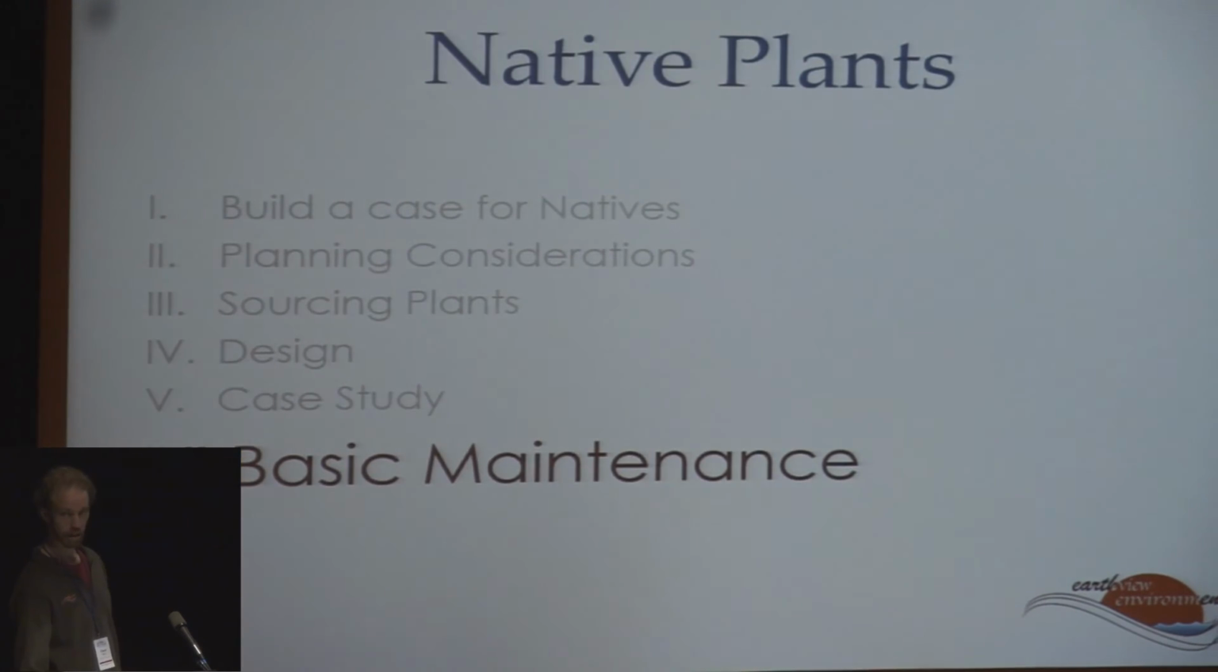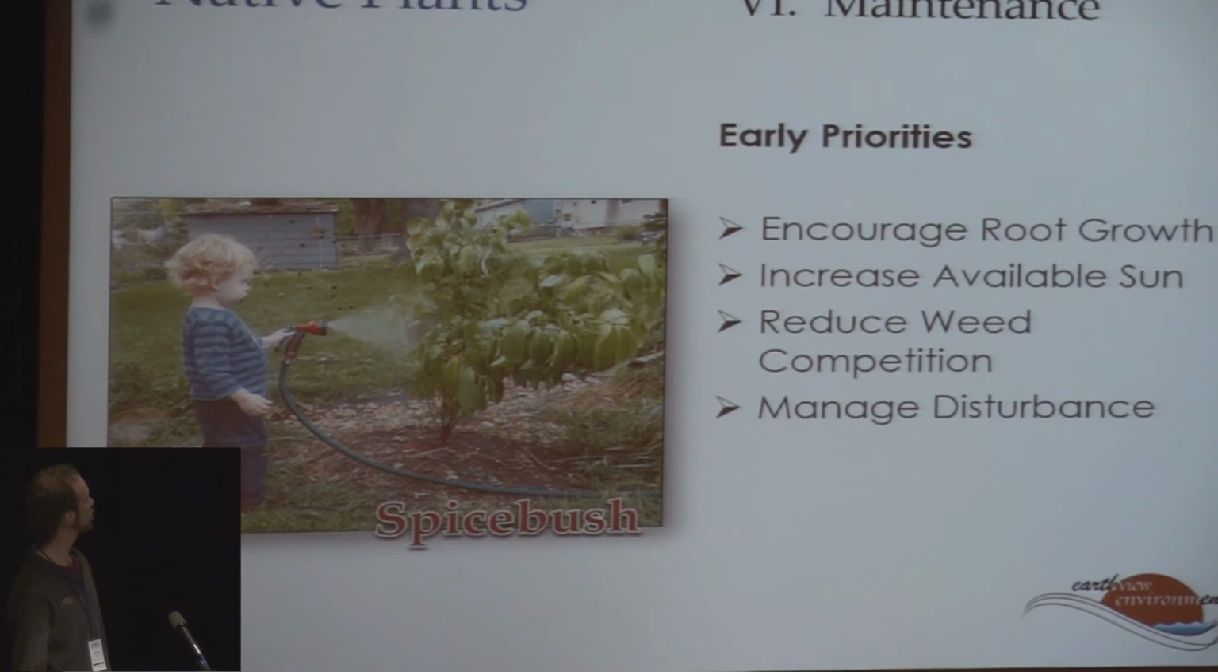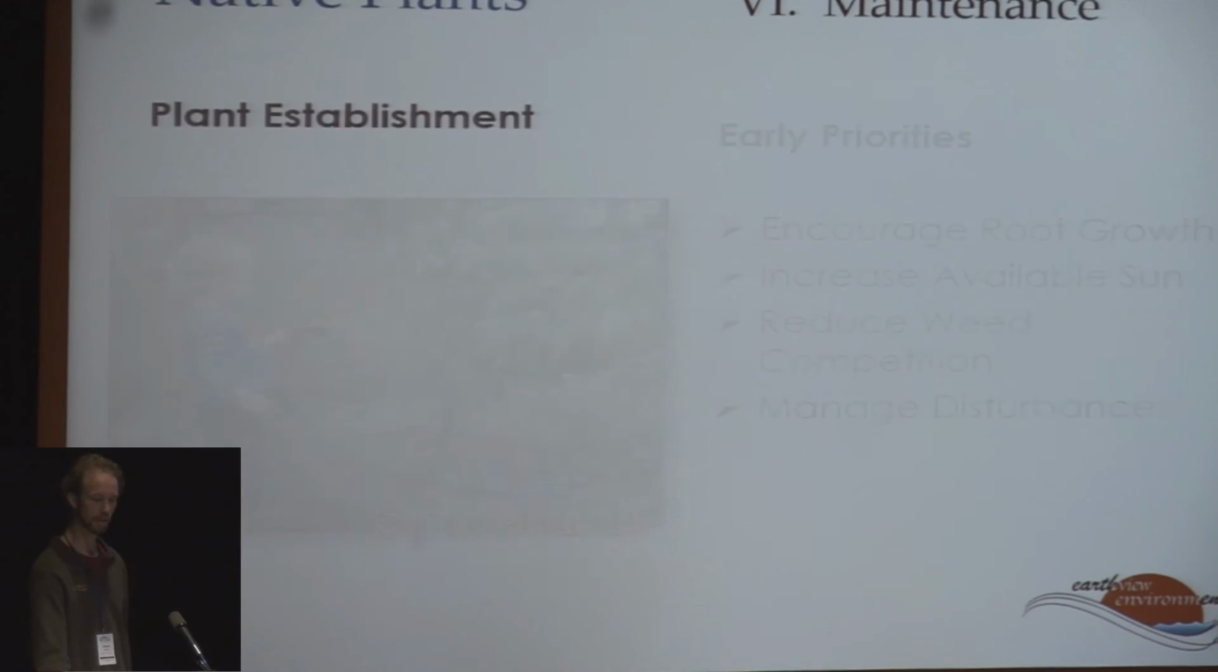All right, so real quickly, a couple of things to keep in mind. Early priorities on these sites. We want to encourage root growth. These are perennials. They take the first couple of years to put roots down. You want to increase available sun. You want to reduce weed competition. And likewise, manage disturbance.